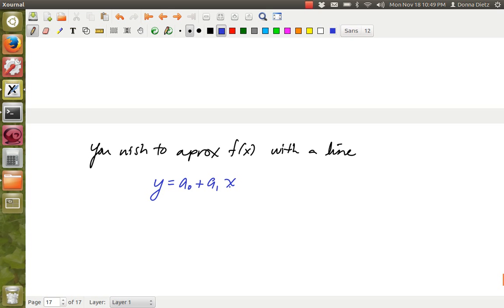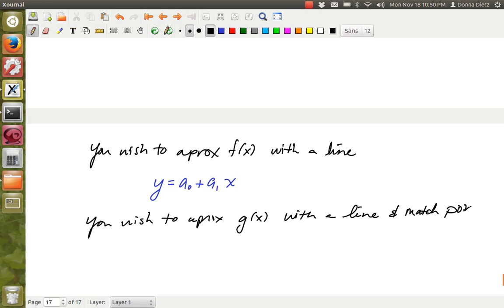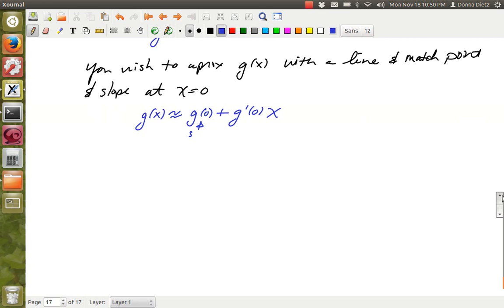Or generically, what if you wish to approximate any function? We've already used f, so I'm going to use a different letter. You wish to approximate g of x with a line and you want to match the point and slope at x equals 0. Well, that's easy. G of x is approximately g at 0 plus g prime at 0 times x. Okay, so this is your starting point right here. Start here, and this guy is your slope.